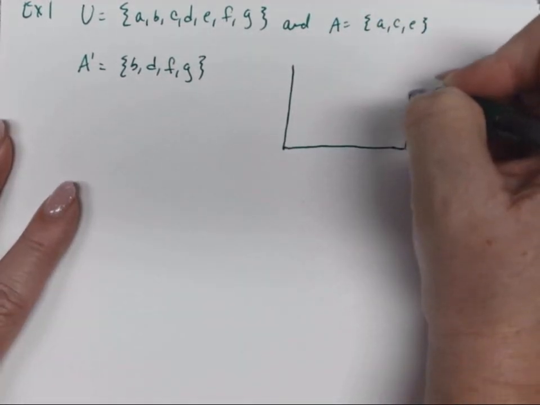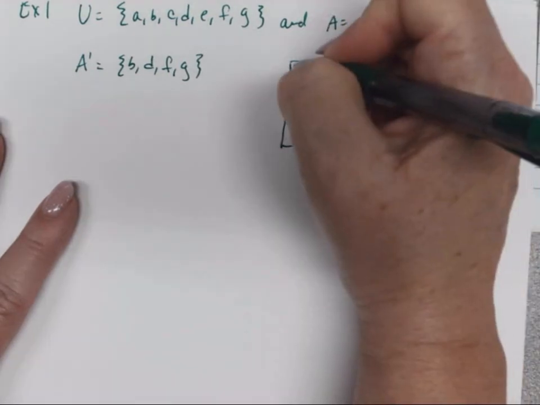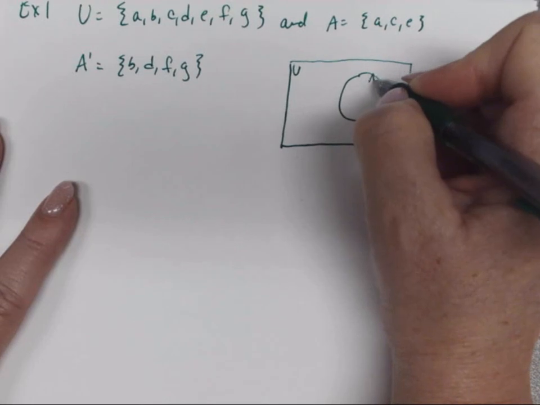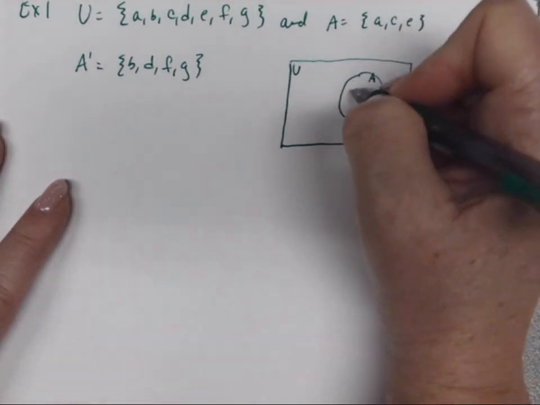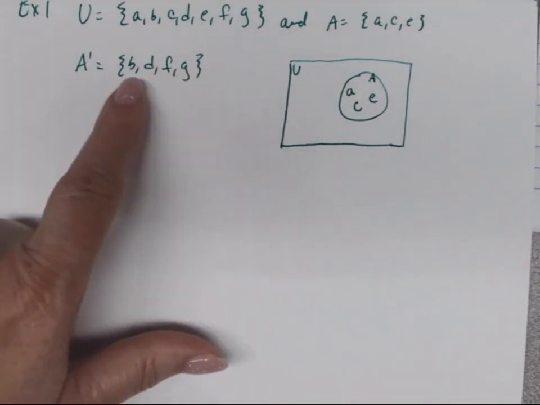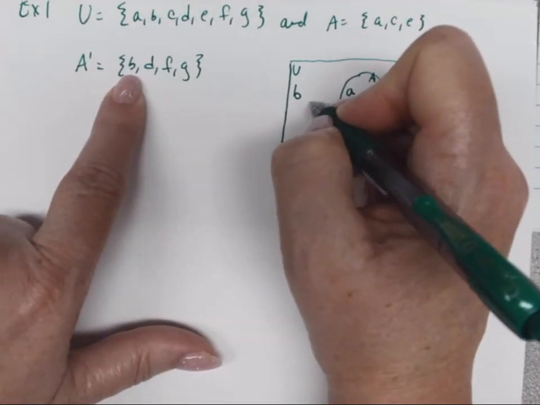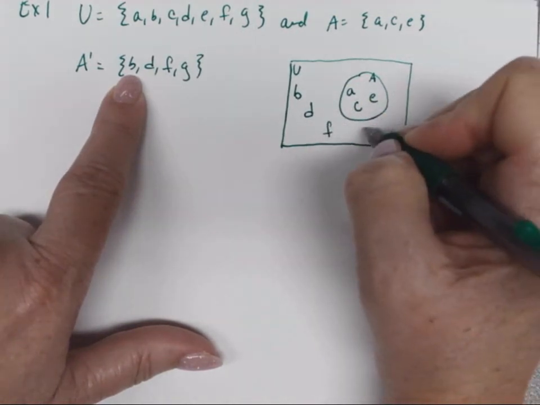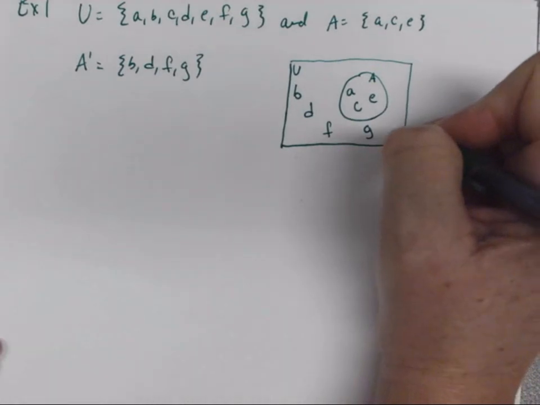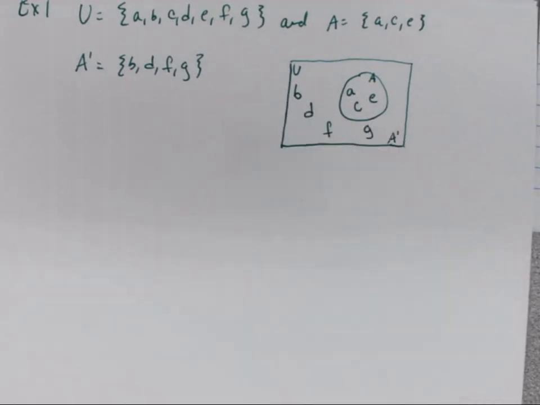We're going to draw a rectangle. We'll have set U. We'll have set A. In set A, we have A, C, and E. And in our universal set, we have B and D and F and G. It doesn't matter where you put them, as long as they're in that square outside of the circle, it doesn't matter exactly where they're placed. This is our A complement right there, that part right there. Okay? Just so you understand.